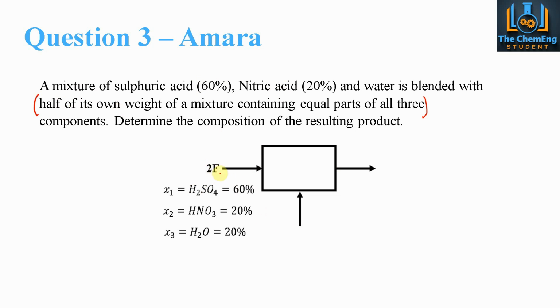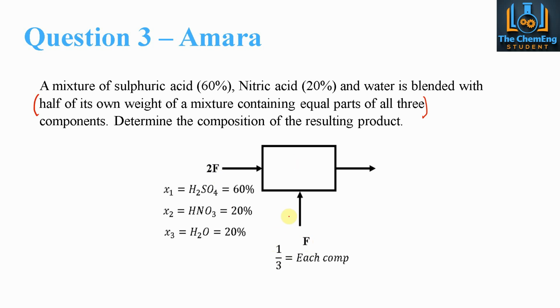So this one is obviously going to be double this stream here. So if we make this 2F, what that means is we can make this F. Now that means that this stream is a third of each component. So 33.33% of each component is made up of this stream here. And we can deduce this as F.